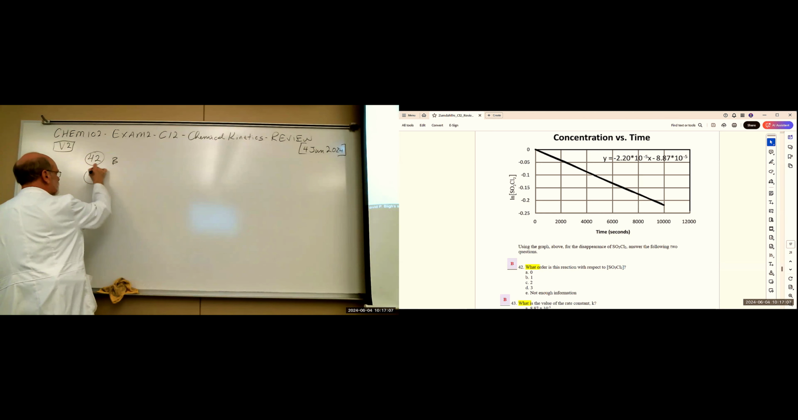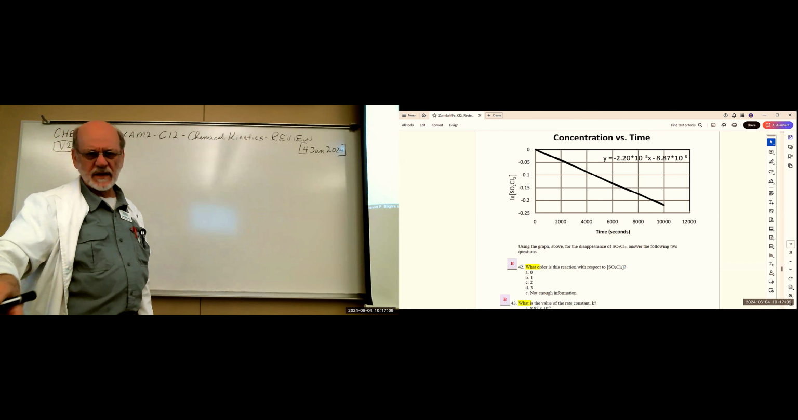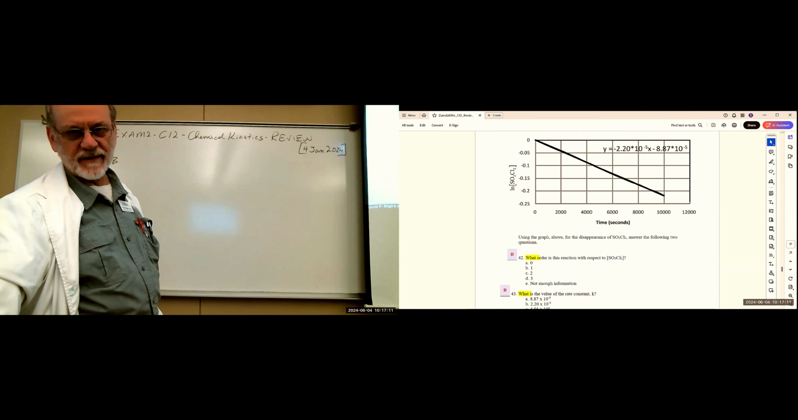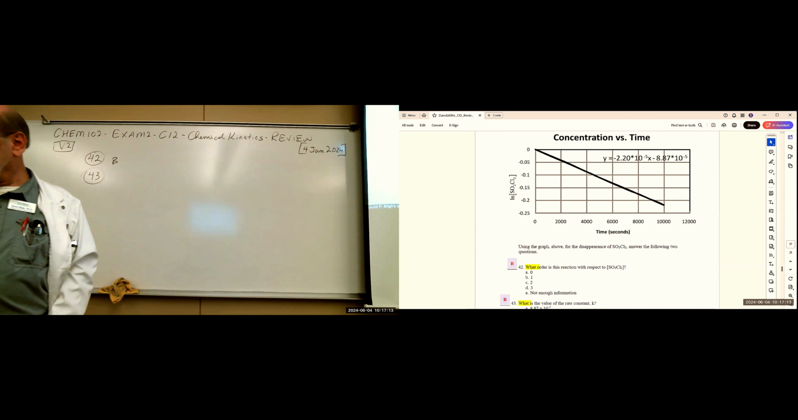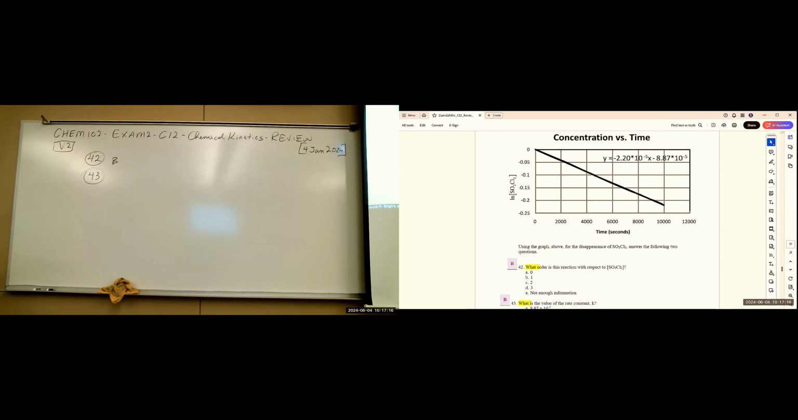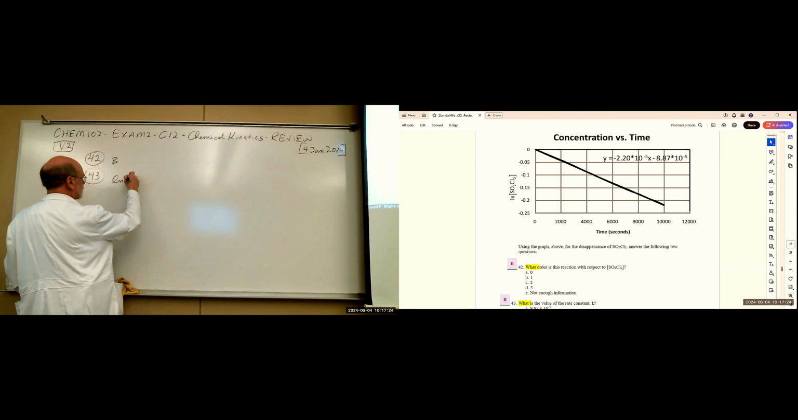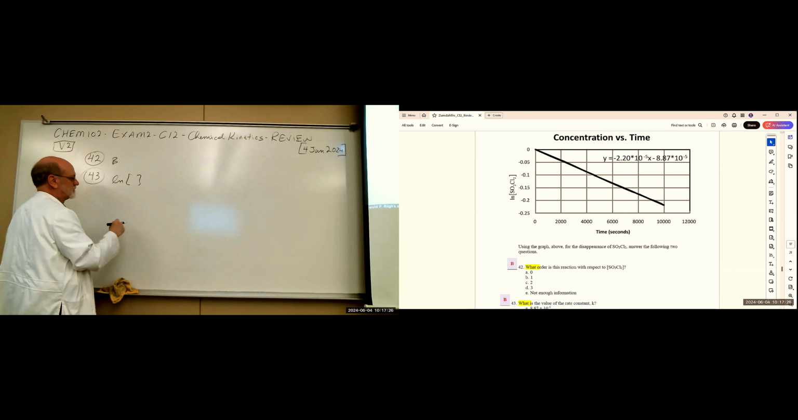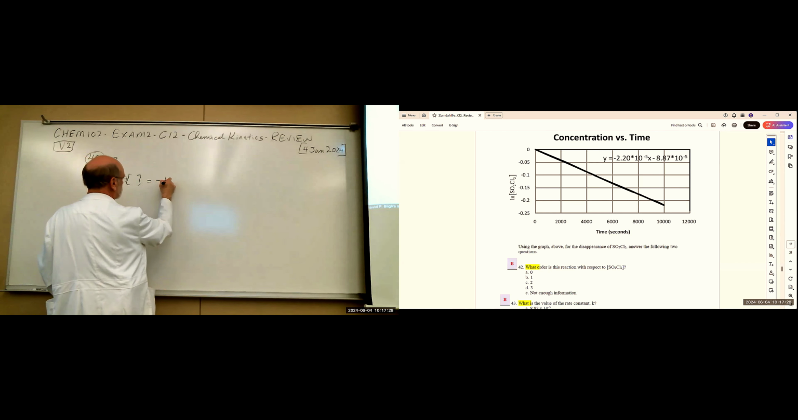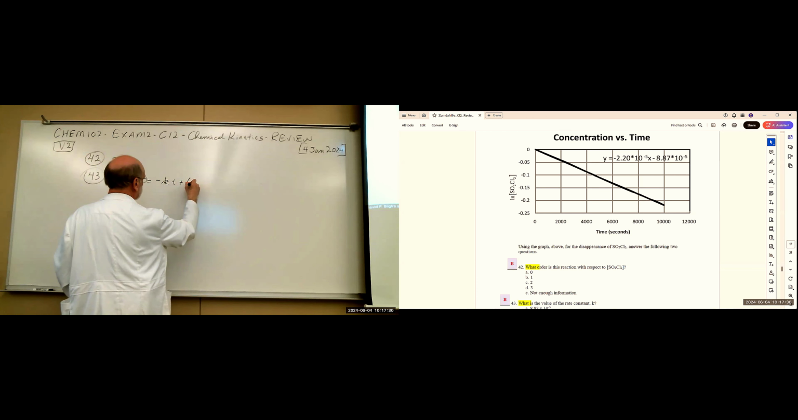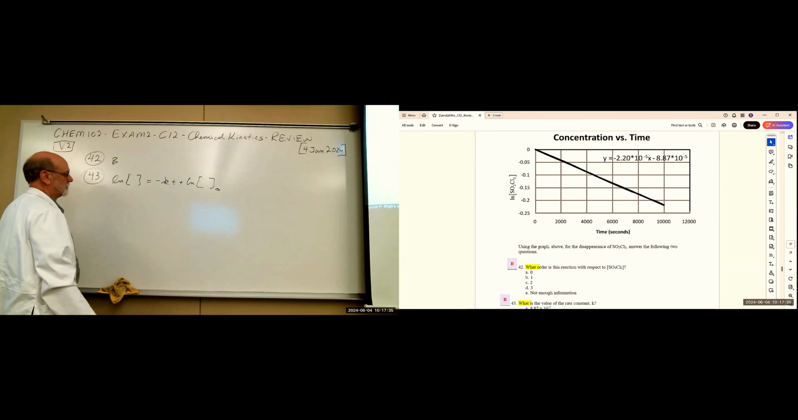And 43 is looking at the same graph. What's the value of the rate constant? All right. So go to your useful information, find the integrated rate law for the natural log, which is the natural log of A equals minus KT plus the natural log of A0.